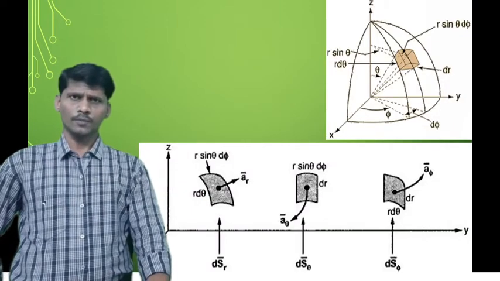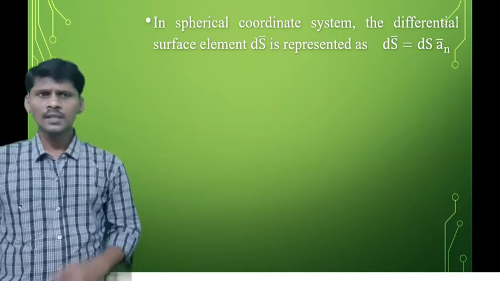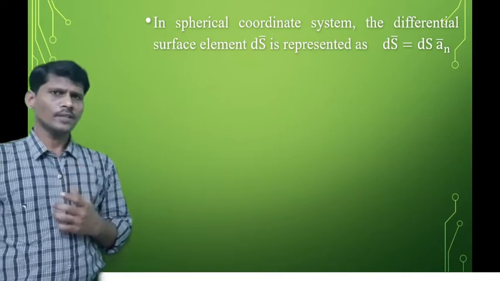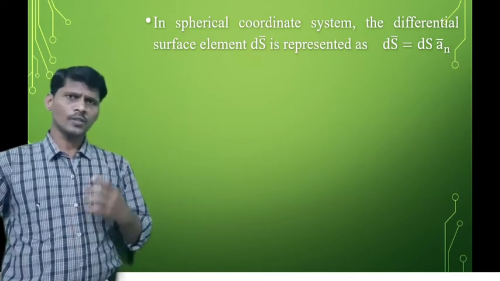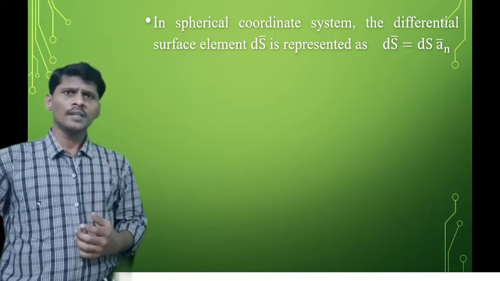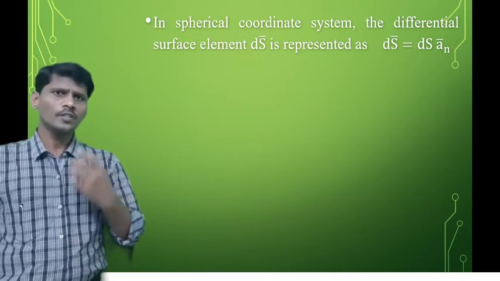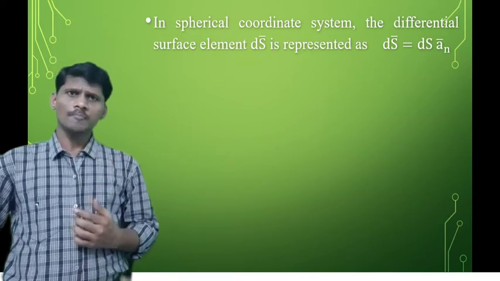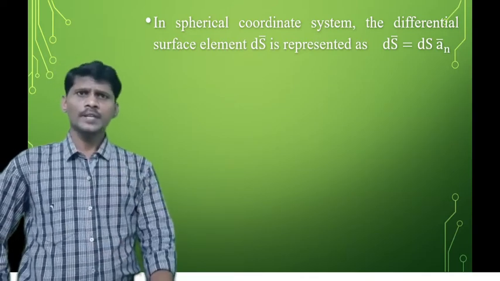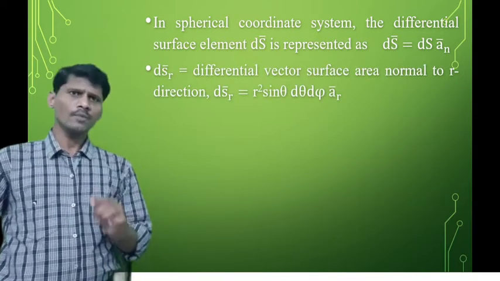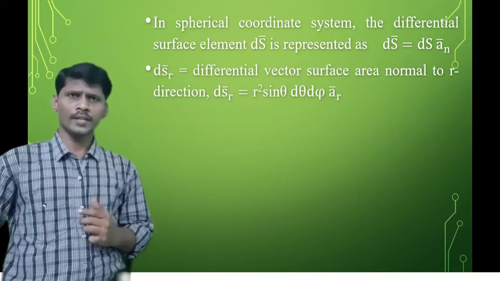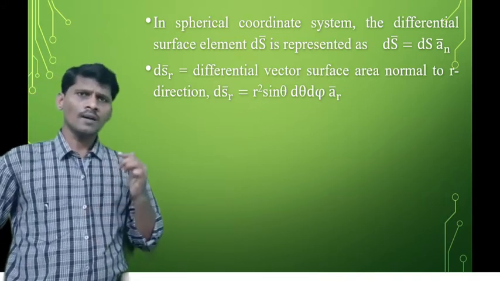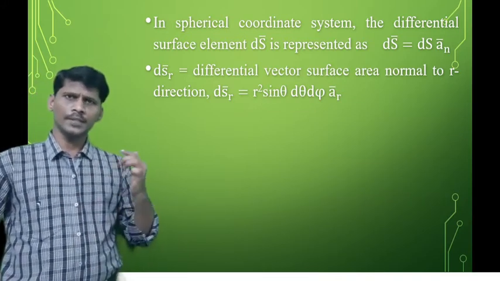Differential vector surface area. In spherical coordinate system, the general representation of differential vector surface area is dS bar equals dS into an bar. In spherical coordinate system, what are the differential vector surface areas? dSr bar, dSθ bar, dSφ bar, where dSr bar is the differential vector surface area normal to r direction, and it is given by dSr bar equals r² sin θ dθ dφ into ar bar.